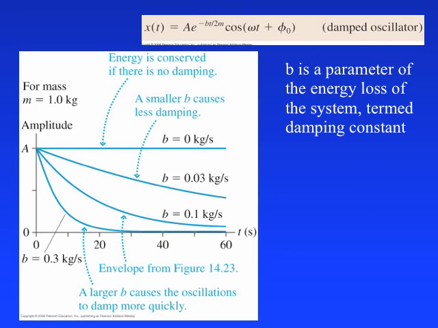Objects with more damping from friction or drag will die out in shorter time constants, shorter values of tau. The exponential decay will be less rapid if we have smoother surfaces and less friction and less drag.